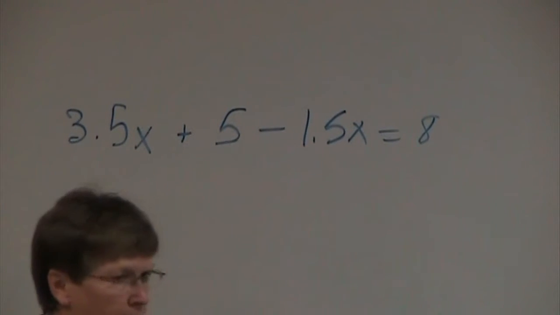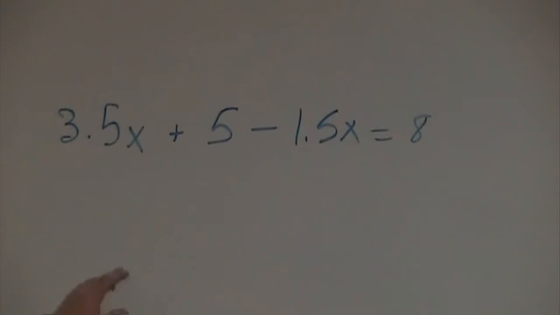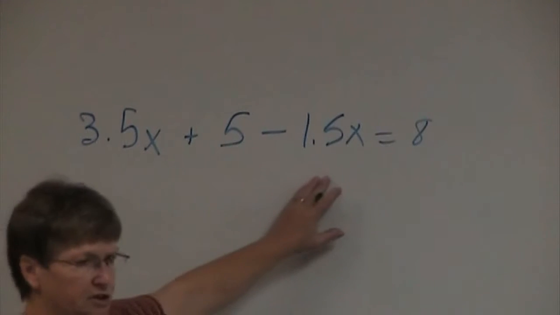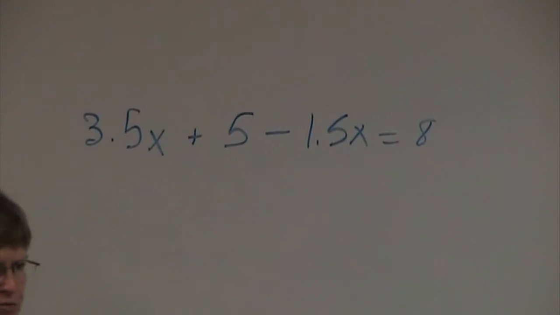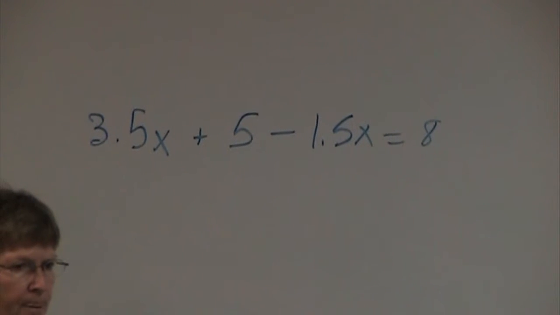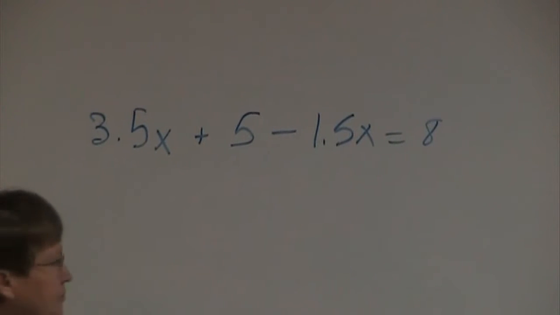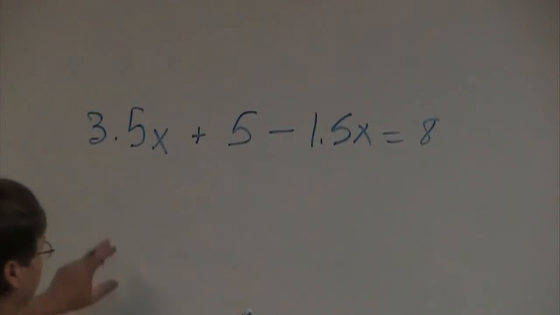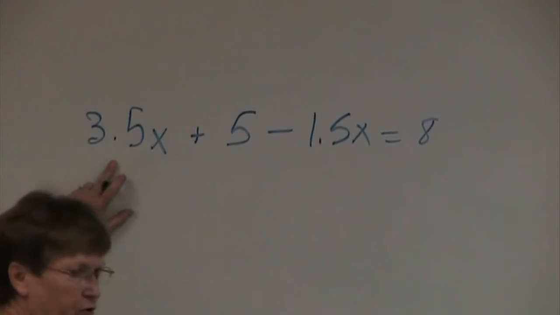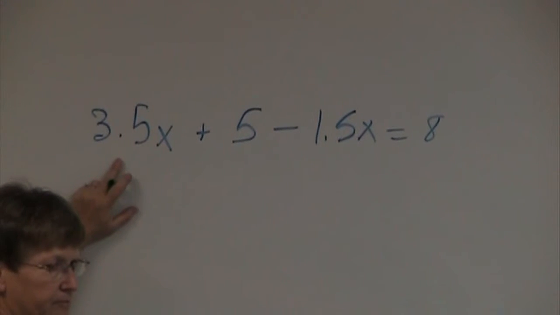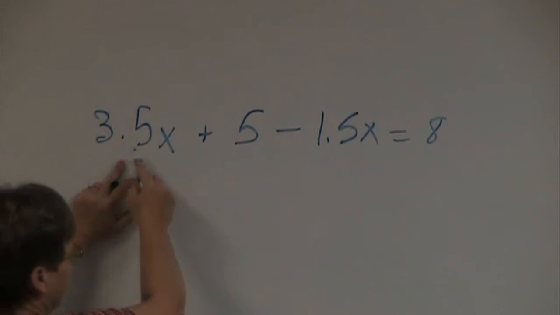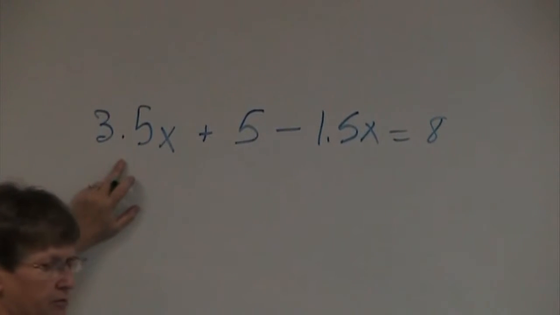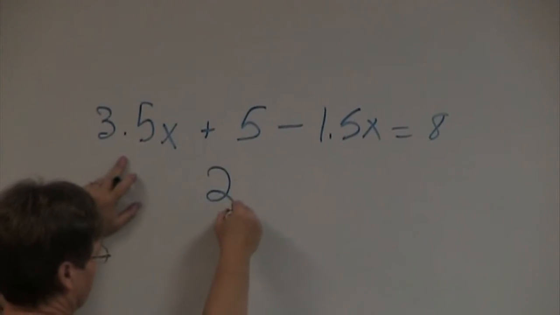Okay? All right, Wyatt, tell me the matching terms right here. Which two terms did we put together? 3.5x and 1.5x. Right. So put these two matching terms together, and what do you get? 5x. 3.5 minus 1.5. Oh, okay. 2.